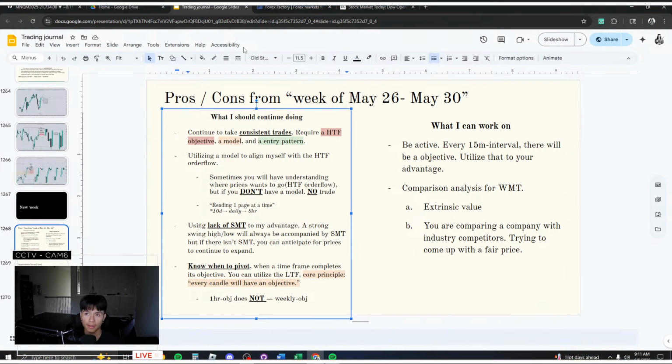An hourly objective has its own frame of time. In a weekly candle there's 7 days, 1 week. It's a lot more hours in comparison to a 1 hour candle, where it only takes 1 hour to create. And the whole idea is that it kind of goes back to the second pro, where you want to read one page at a time.